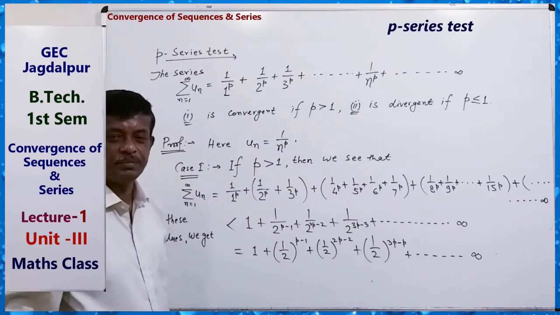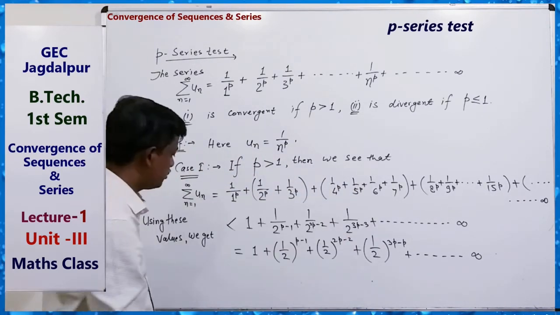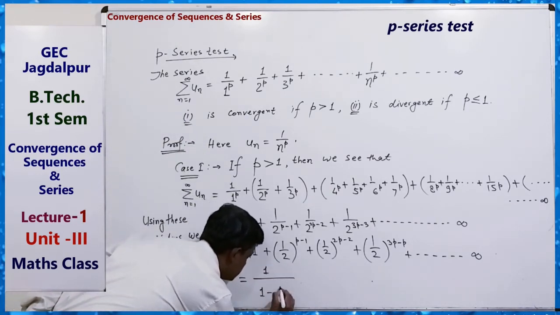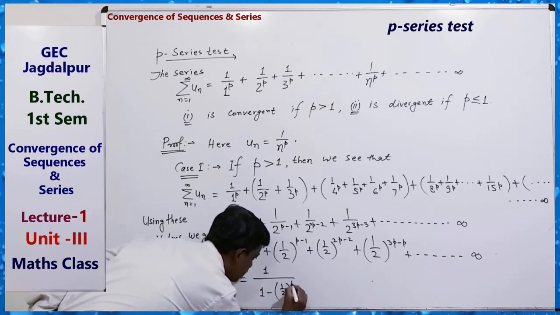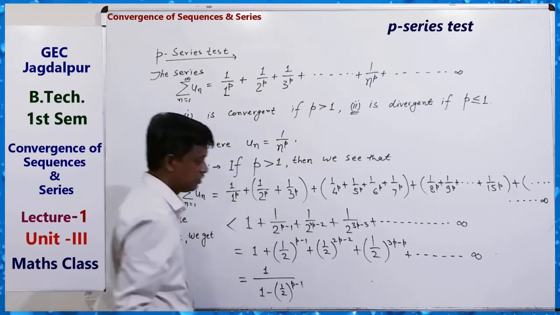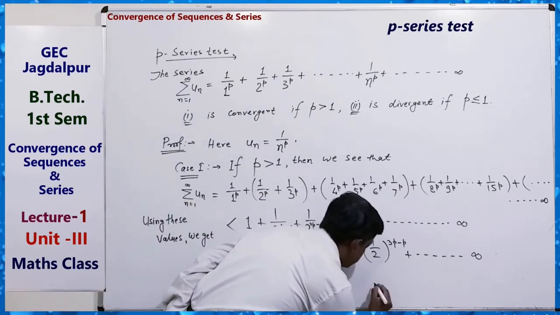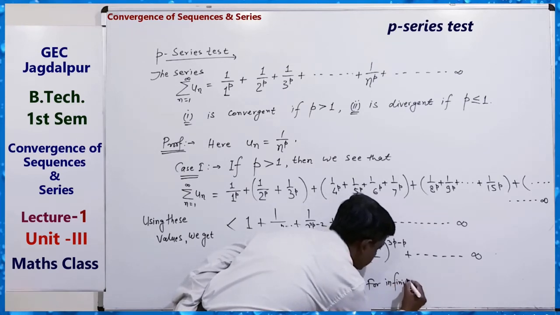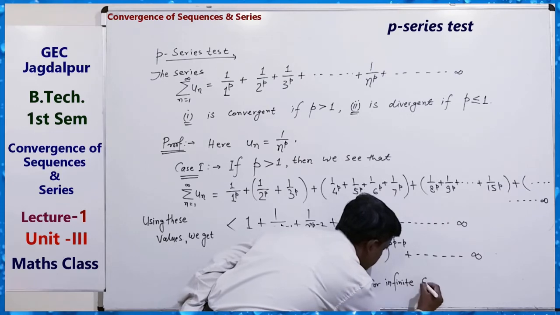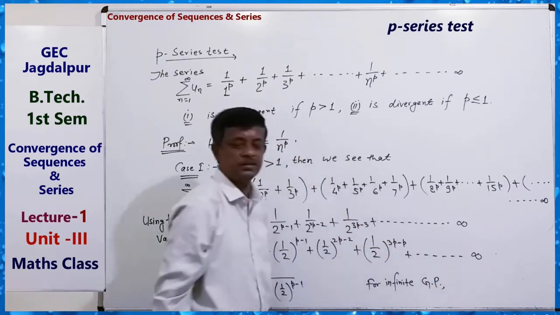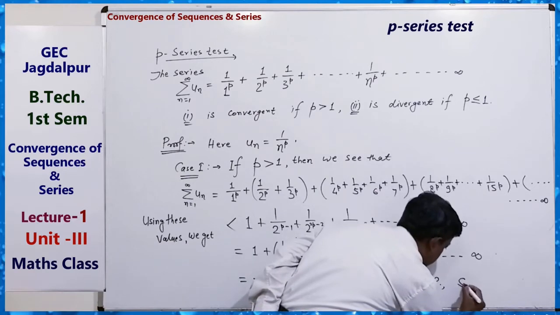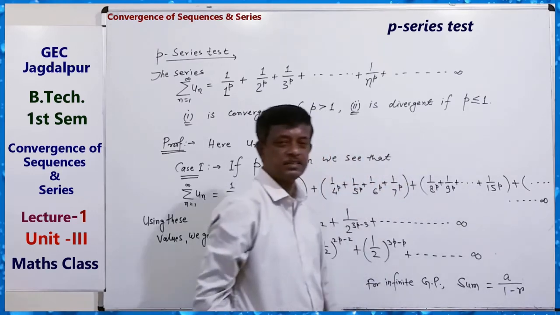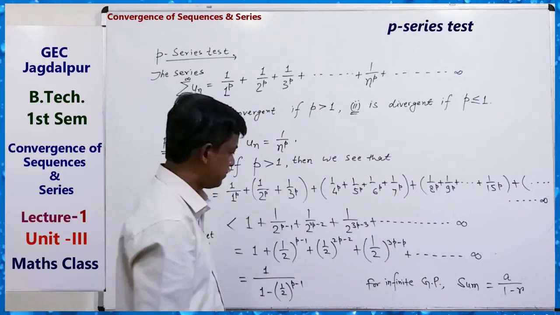This is an infinite GP. So you know the formula. What? 1 upon 1 minus 1 by 2 power p minus 1. For an infinite GP, the sum equals a upon 1 minus r, where r is less than 1.